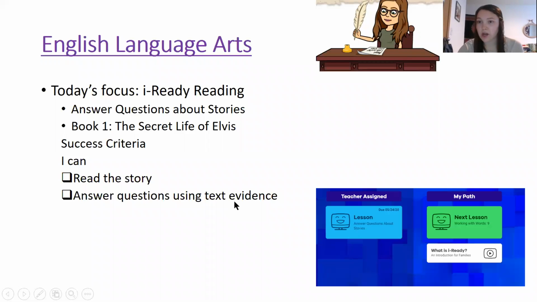So today, when you log on to iReady and click on your reading lesson, you'll notice that there is only one teacher assigned lesson this week, and that's because today's lesson will last you for 2 days. There's 2 books in this lesson, and all you need to do is read book 1, The Secret Life of Elvis, and answer the questions about that story. And when you're done, you can stop the lesson and pick up where we left off tomorrow.